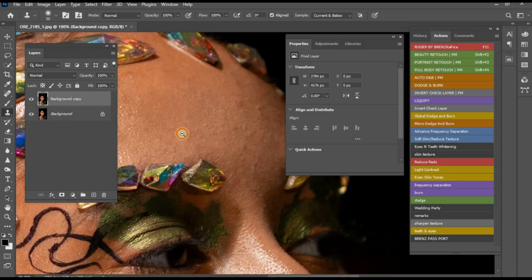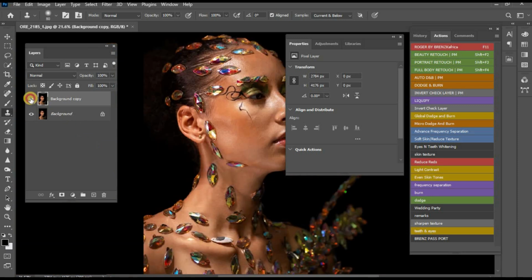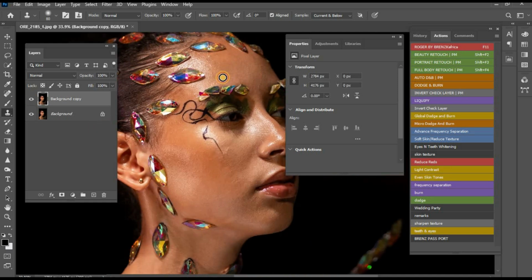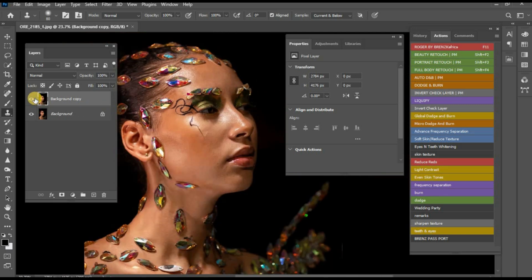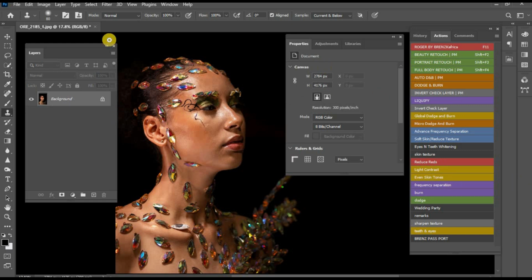So we have a couple of tools that can be used to do skin treatment. We have the clone stamp, the healing brush, the spot healing brush, and the patch tool. And then this is the before and the after, where we see somebody is done with cleaning the skin. So what do we have next?